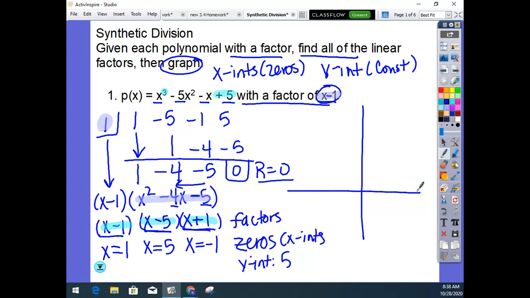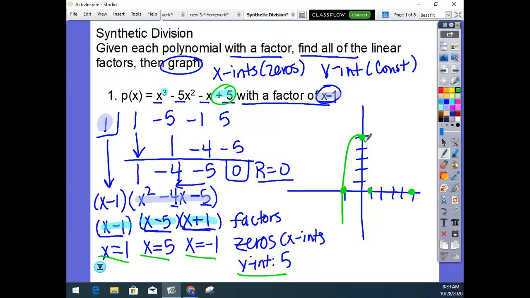So I'm going to make my graph. Negative 1, my zeros, my x-intercepts, negative 1, positive 1, positive 5. My constant is my y-intercept. Degree 3 starts from the bottom. 1, 2, 3. That's number 1. This is how you do most of this worksheet.